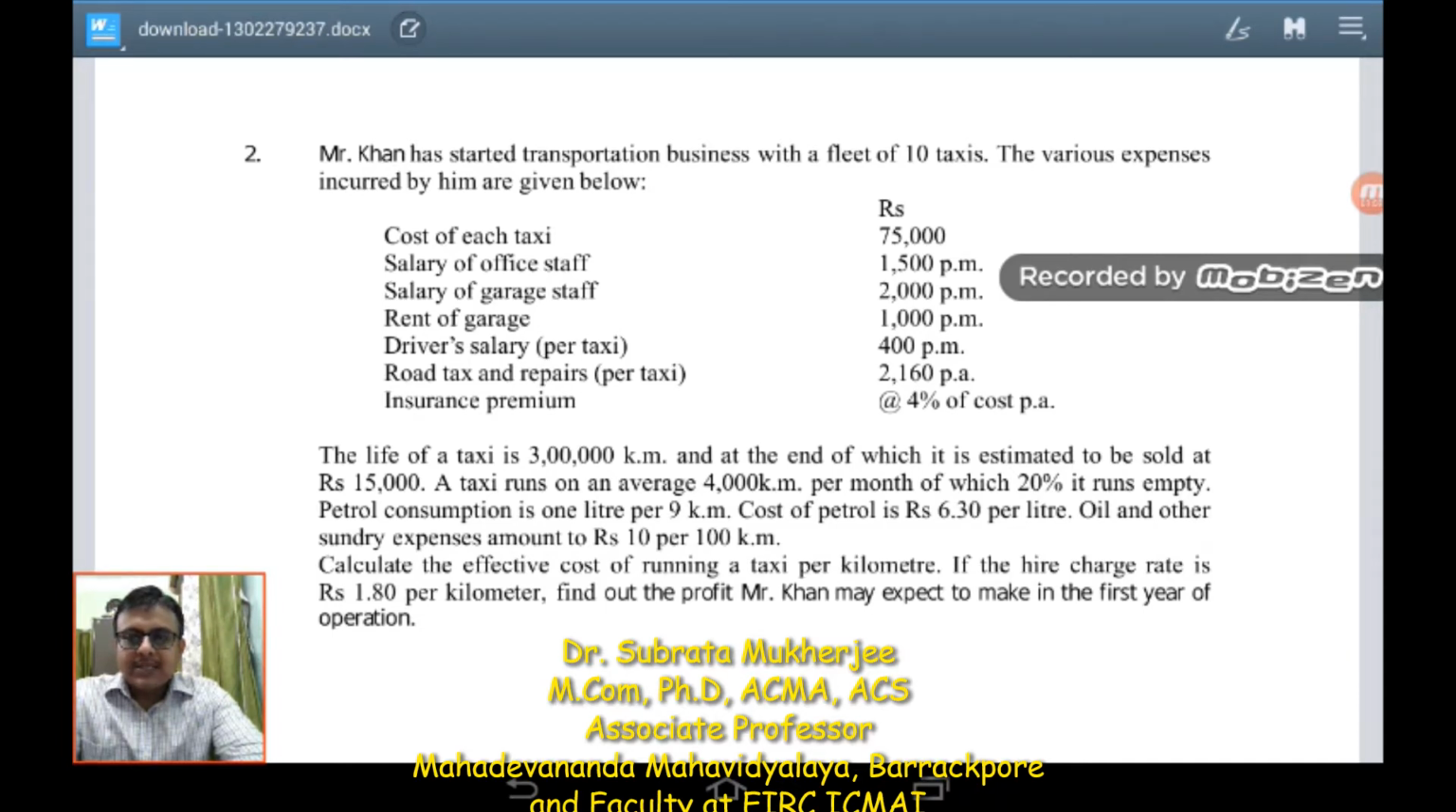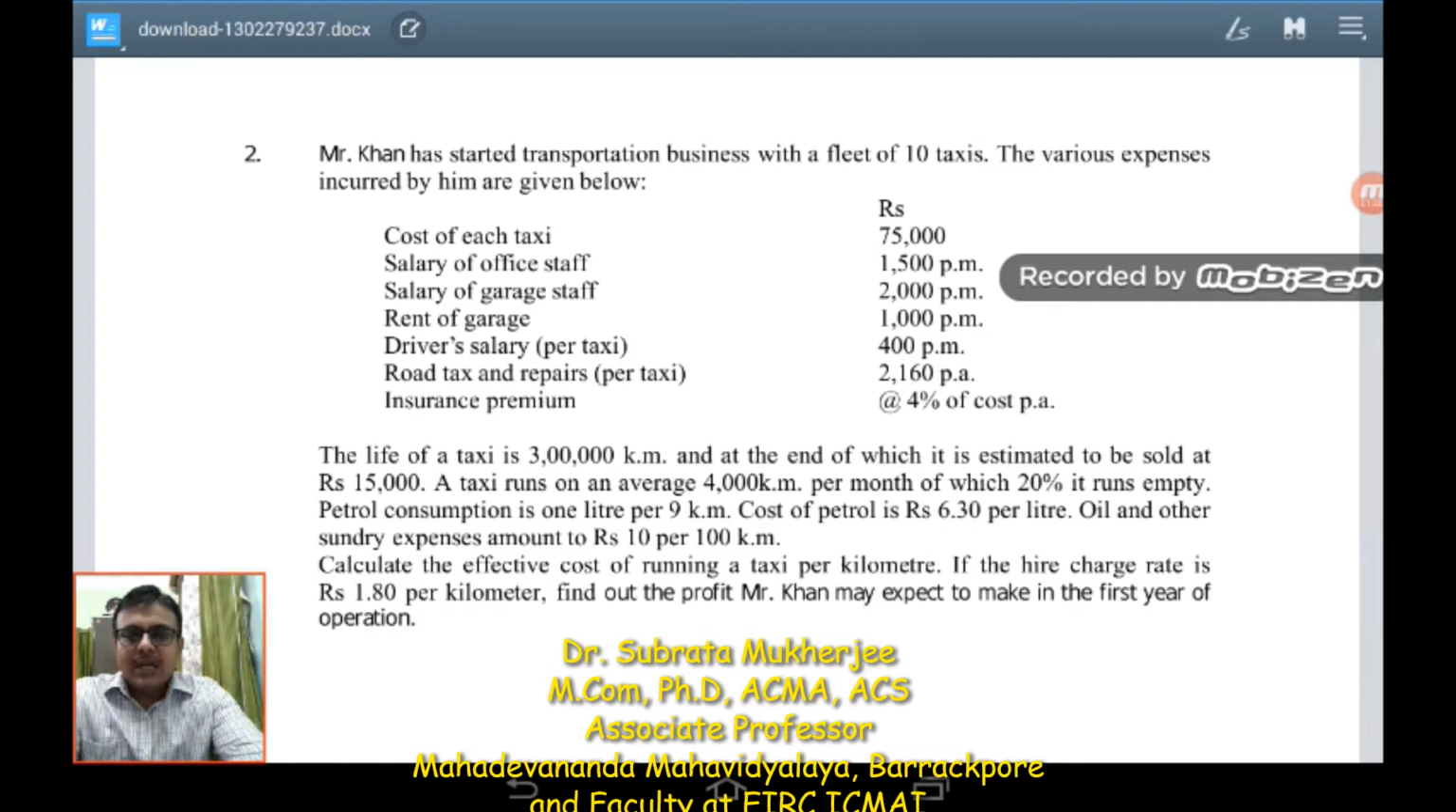The life of a taxi is 3 lakh kilometer, at the end of which it is estimated to be sold at rupees 15,000. A taxi runs on an average 4,000 kilometer per month, of which 20% it runs empty. Petrol consumption is 1 liter per 9 kilometer. Cost of petrol is rupees 6.30 per liter. Oil and other sundry expenses amount to rupees 10 per 100 kilometer. Calculate the effective cost of running a taxi per kilometer.